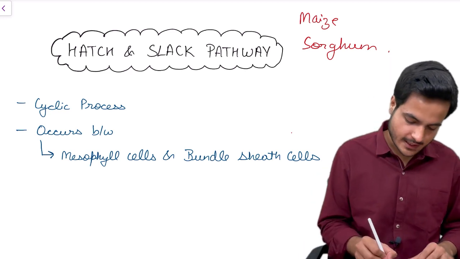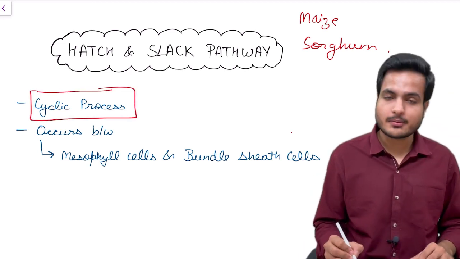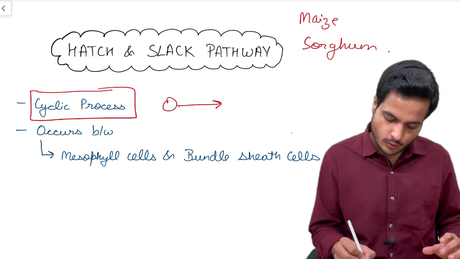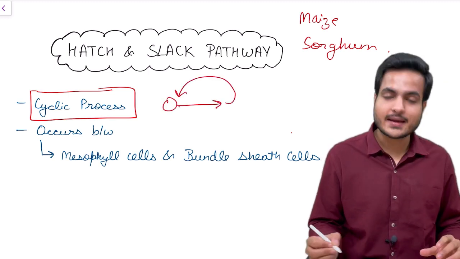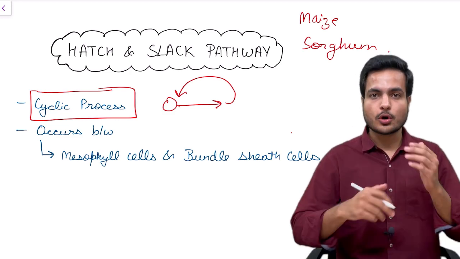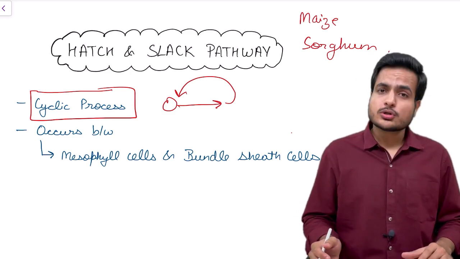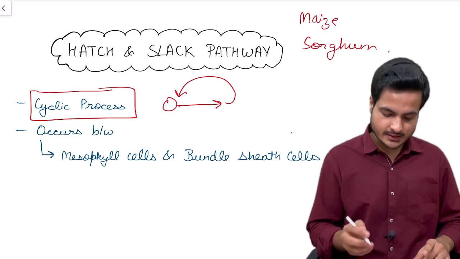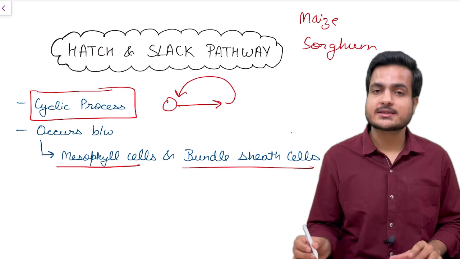This pathway is actually a cyclic process. That means the substrate with which we start the cycle would be regenerated at the end of this pathway. Therefore the cycle gets completed and goes on and on repeatedly. This pathway occurs between two types of cells. One is the mesophyll cells and the other one is bundle sheath cells.